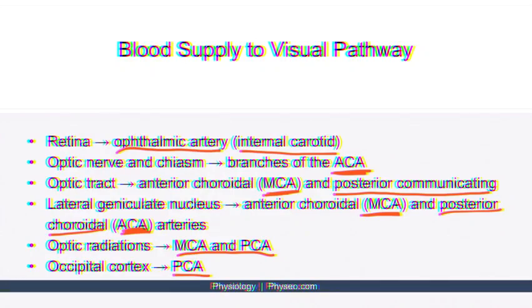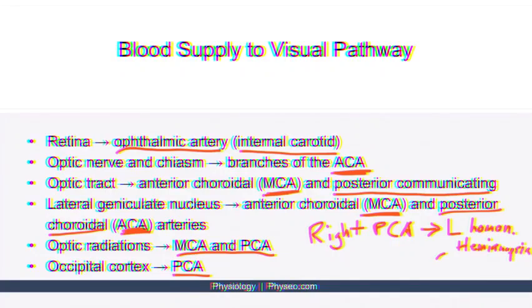So as you can see, there's quite a bit of crossover between what arteries supply each portion of the visual pathway. For example, if a patient gets a right PCA infarct, they will likely demonstrate left homonymous hemianopsia with sparing of the macula. However, with an MCA infarct, it's not perfectly clear what parts of the visual pathway could be affected, if at all. For example, the MCA supplies the lateral geniculate nucleus, but so does the ACA. Another example is the MCA supplies the optic radiations as well as the PCA.